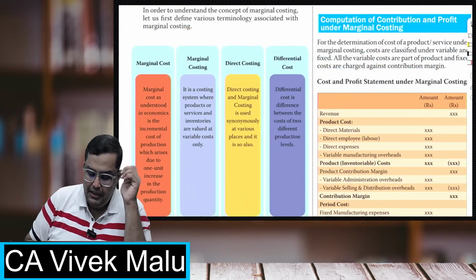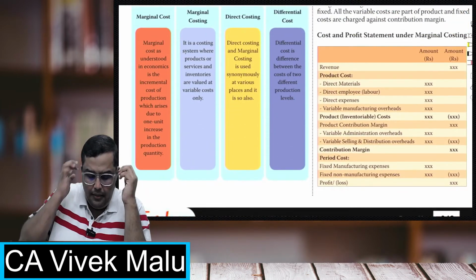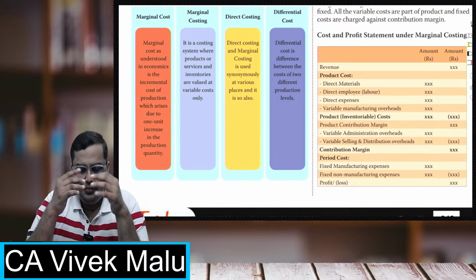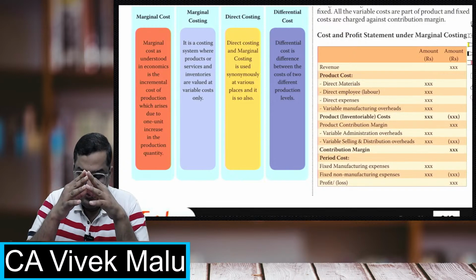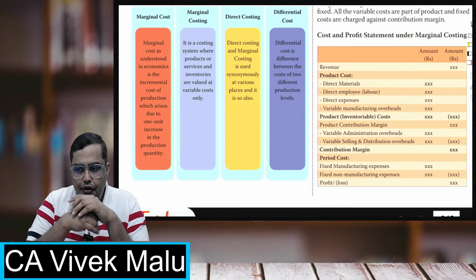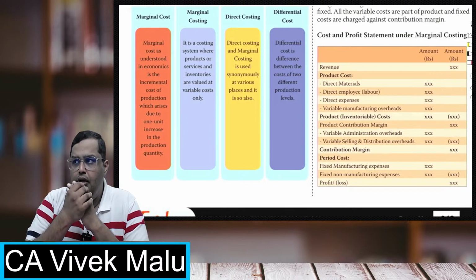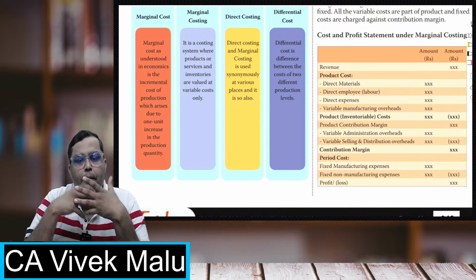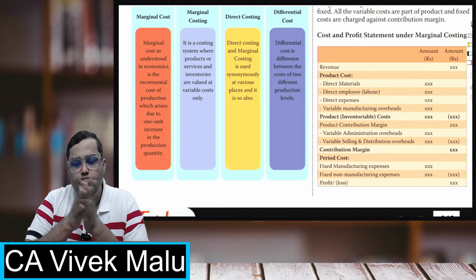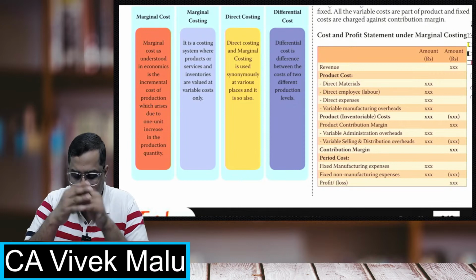Okay, now there are many terms over here. Marginal cost is basically the cost for producing an extra unit. And then marginal costing is basically where you account for those costs, where all the variable costs form part of the cost of production, and all the fixed costs go directly to the costing P&L account. Direct and marginal are the same more or less.